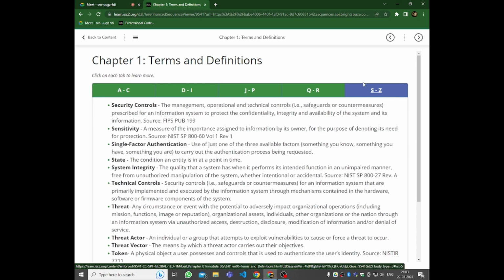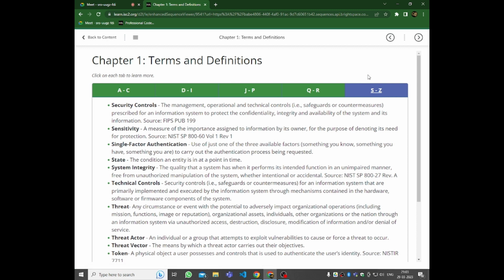Let's learn from S to Z. Security controls, the management, operational, and technical controls, that is safeguards and countermeasures, prescribed for an information system to protect the confidentiality, integrity, and availability of the system and its information.